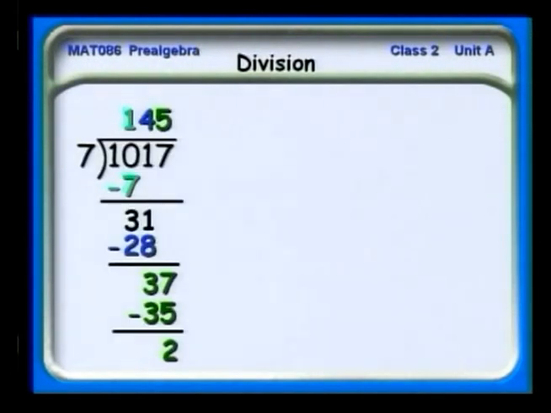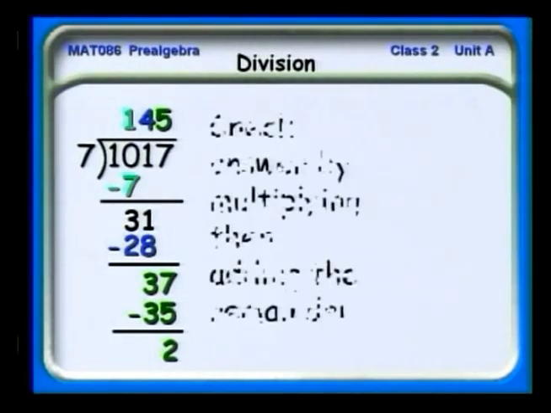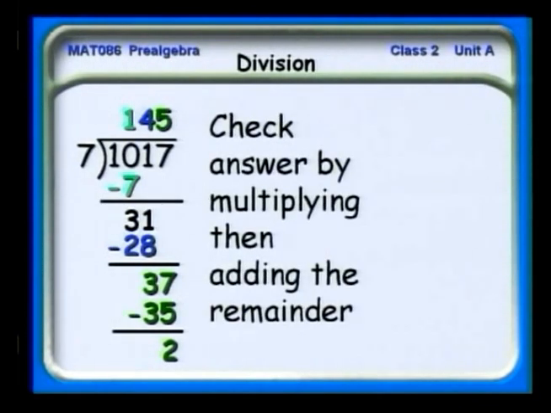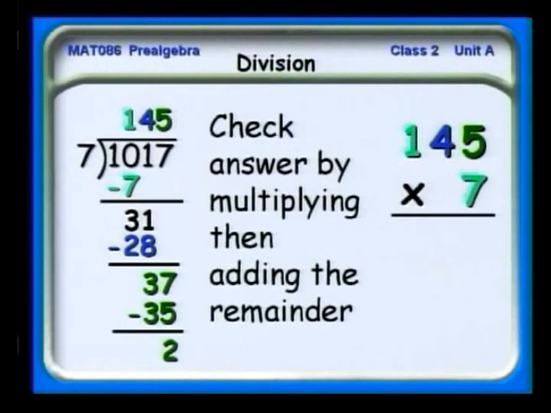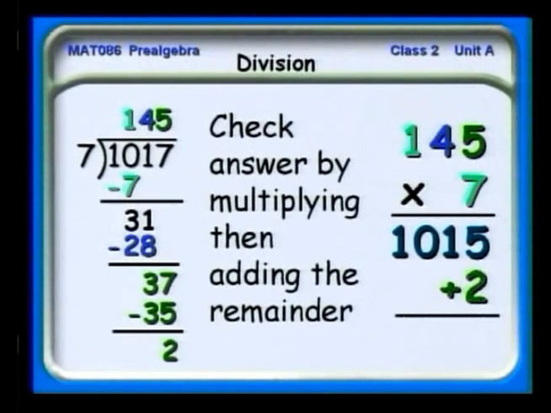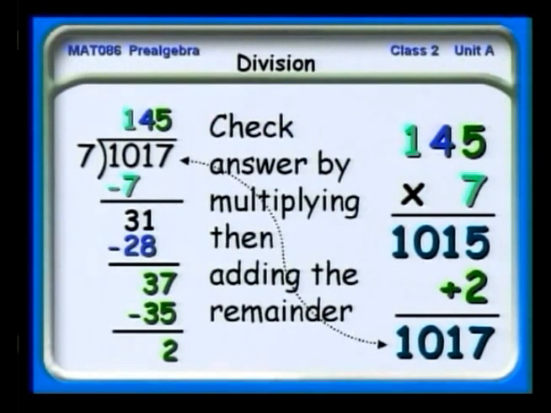Let's look how we would check that. There is our division example, and what we would do is check by multiplying, and then we leave out the remainder, and then we have to put that back in. So the first thing we do is multiply the 145 by 7, get 1015, add the remainder, and we get 1017. And so we see we've done this correctly because our result is the number we started dividing.